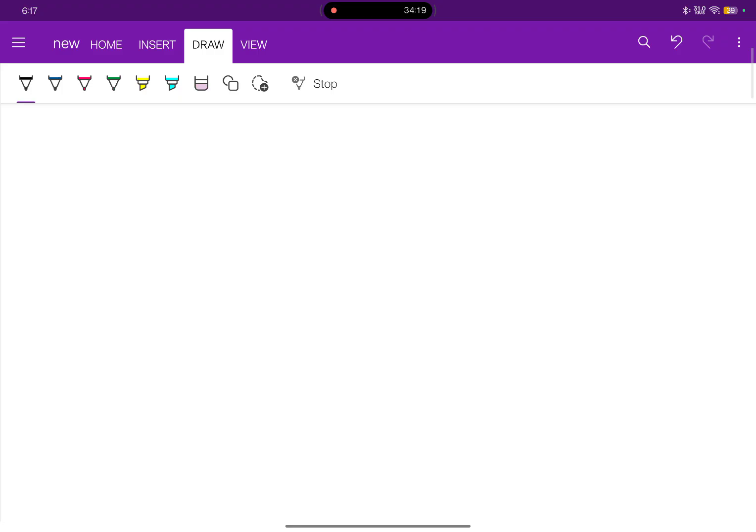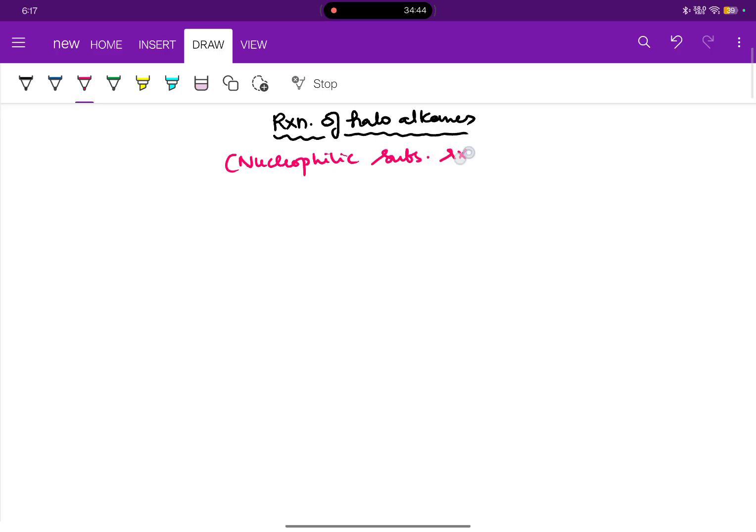Now let us go for the reactions of halo compounds or haloalkanes. Most of the reactions of haloalkanes are perfectly nucleophilic substitution reactions. So what is a nucleophilic substitution reaction?